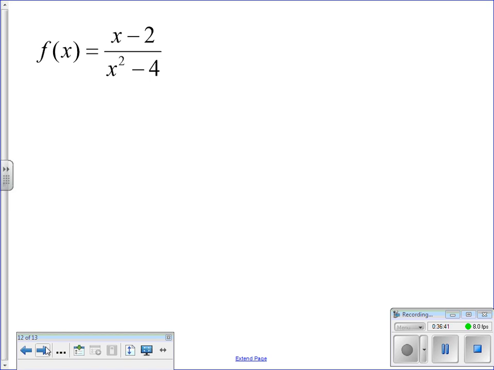Here's a hint. Factor. Factor to look for your asymptotic behavior. Factor, factor, factor. No, just look for the vertical ones on this. Do the vertical ones on this. But there are horizontal ones as well. The horizontal ones are easier to find.